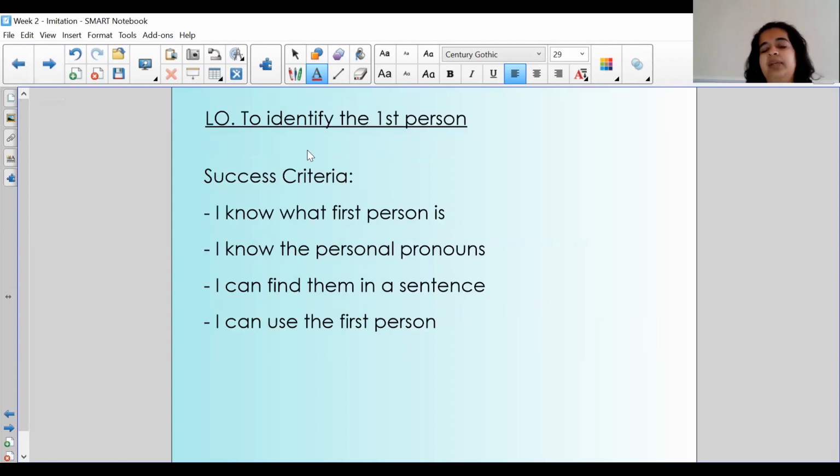So how are we going to be able to identify the first person today? Well, first you've got to know what first person is. Then you've got to remember your personal pronouns. Then you should be able to find them in a sentence. And finally, can you use the first person? Okay, so if you can do all these steps, you will be able to be successful in learning how to identify the first person today.